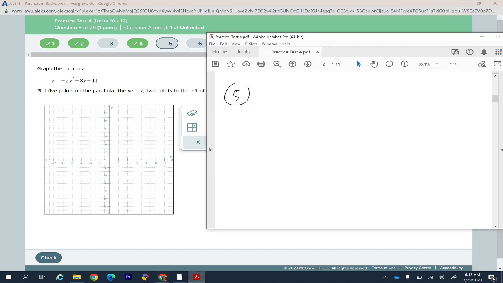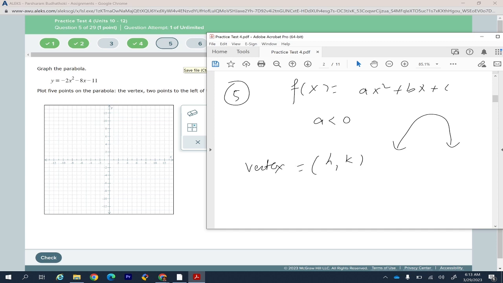Let's say number 5. There are two ways you can find the vertex. Either you can use the formula for the vertex, which is, if you have a quadratic function like this, if a is negative, then the graph would look like this, and the x coordinate of the vertex can be found by using this formula, negative b over 2a. In this case, b is -8, 2 times a is -4. So if you divide 8 by 4, it's going to give you 2. So that's the x coordinate of the vertex.